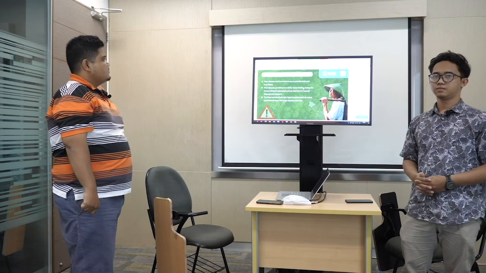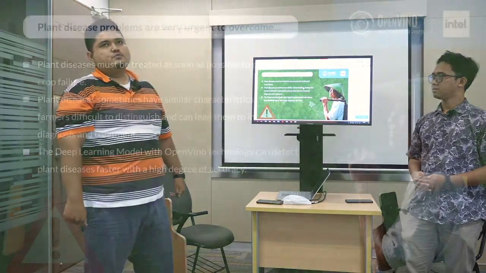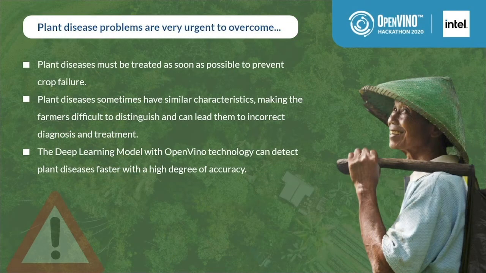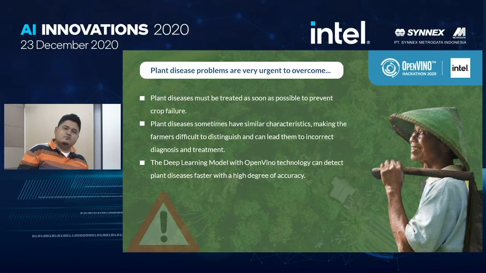For this slide, we also want to remind you that agriculture and food security are important problems in Indonesia. Plant disease problems are very urgent to overcome. Why? Number one, plant disease must be treated as soon as possible to prevent crop failures. As you know, the number of farmers across Indonesia is nearly, I believe, 30 million farmers.